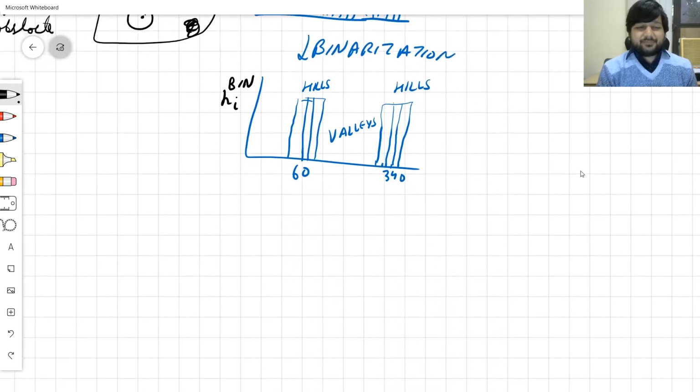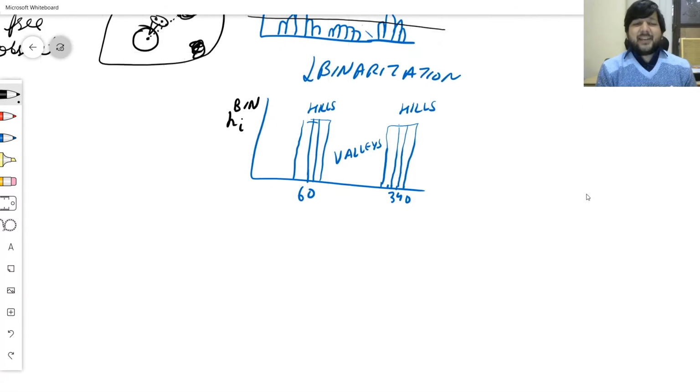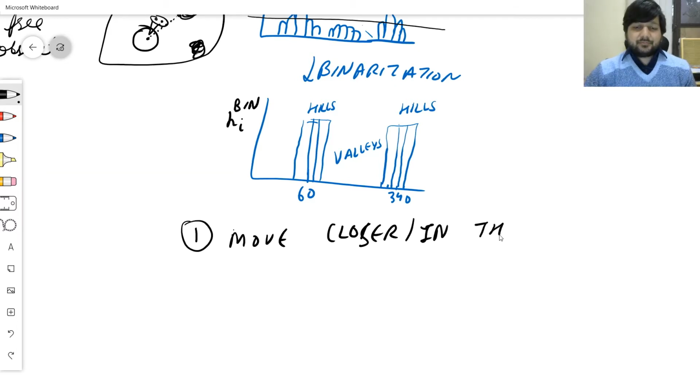So the valley that I'll select out of all the options which are available to me will be governed by an objective criterion. Now there are two objective criteria. Number one, I need to move closer or in the direction of the goal. So that's my objective one.